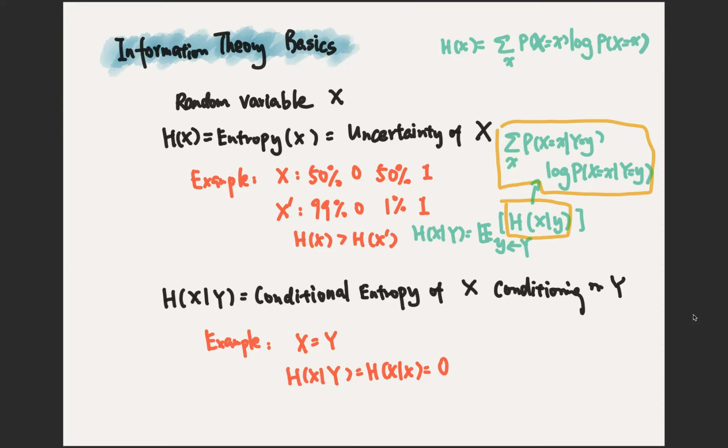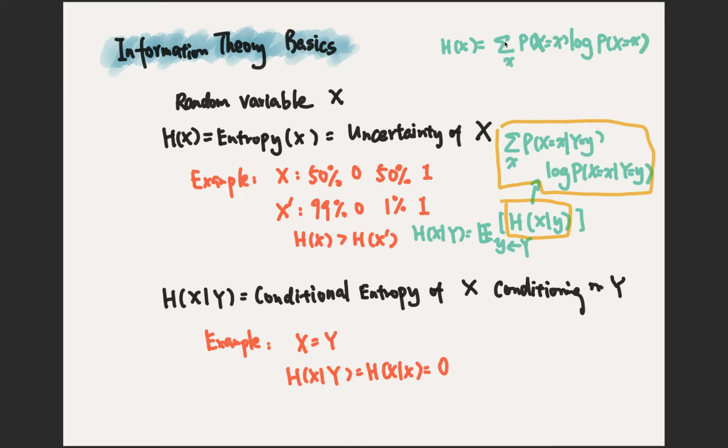Another case is x prime, which with 99% probability will be 0. In this case, there is a very small amount of uncertainty, so this x prime has very low entropy. And here is the formula of the entropy, if you want to refer to it.